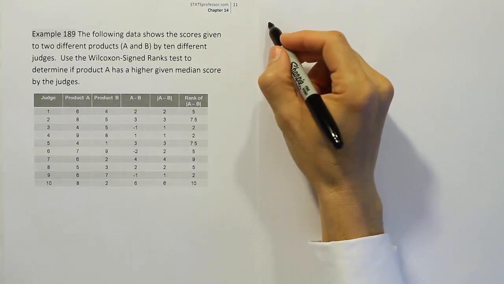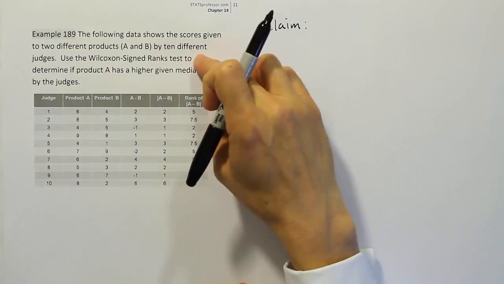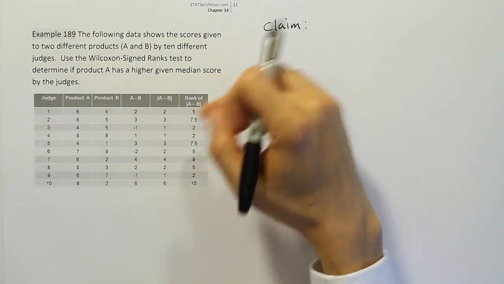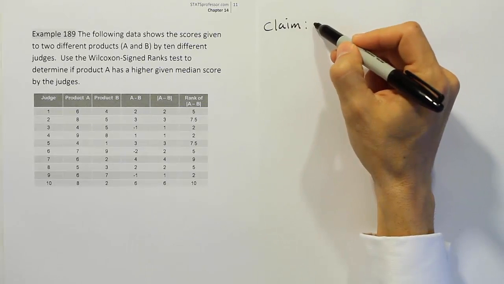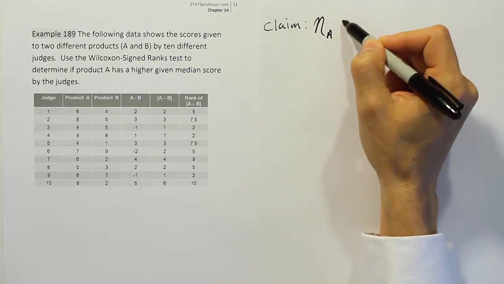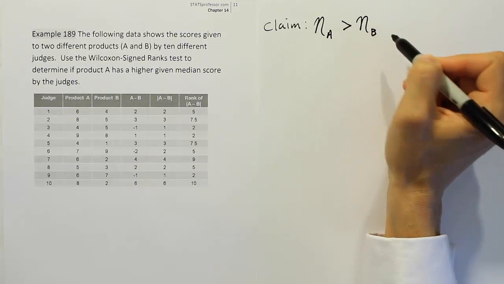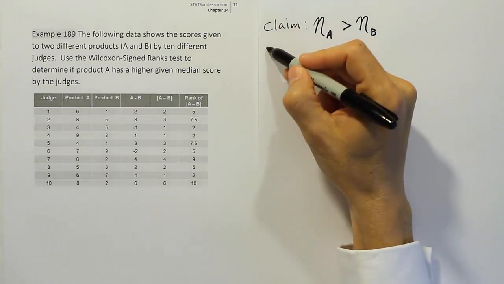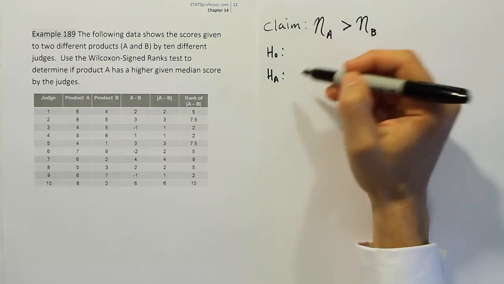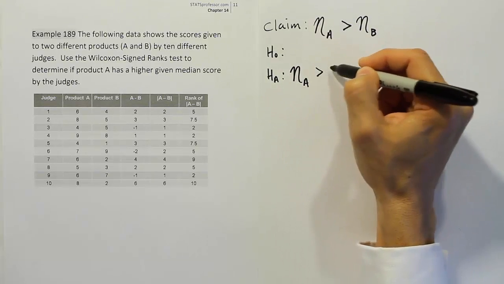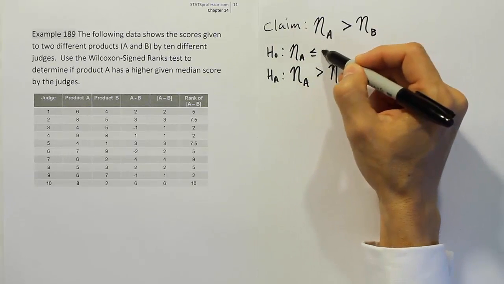So the claim for the problem, which is stated here, is to use the Wilcoxon rank test to determine if product A has a higher given median than the other one, right? So if product A has a higher given median score, that means that the median for A is greater than the median for B, right? If it has a higher score than B, then we would say that the median for A is greater than the median for B. All right, let's do H0 HA then in that case. So the claim here, having the greater than symbol, becomes HA. So we're going to use that here. And then for H0, of course, you're going to express the opposite idea, which is less than or equal to.